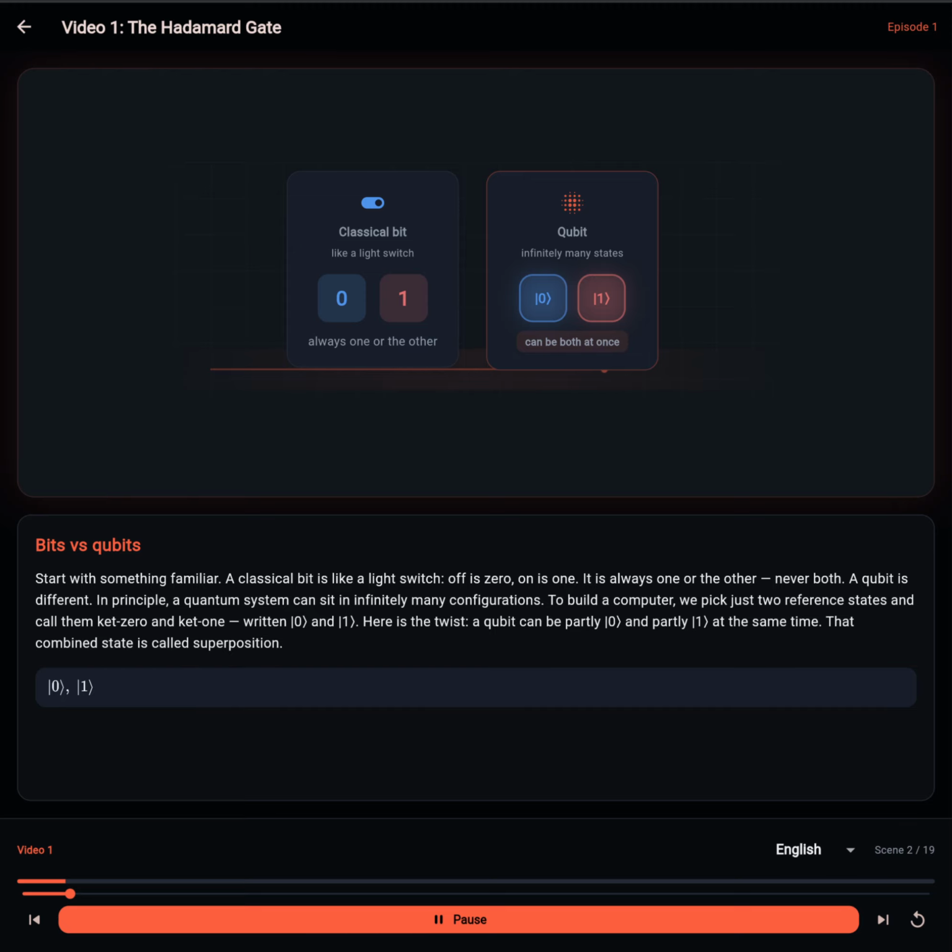Here's the twist. A qubit can be partly 0 and partly 1 at the same time. That combined state is called superposition.